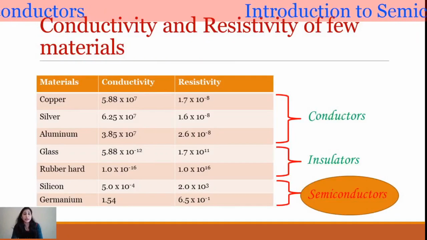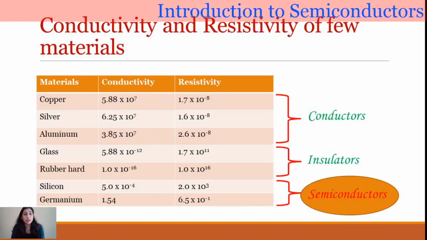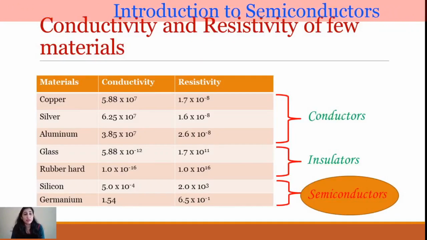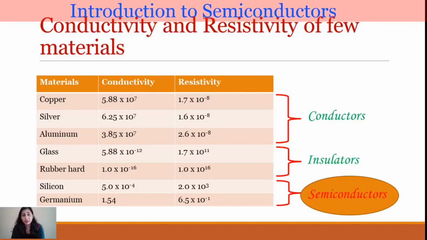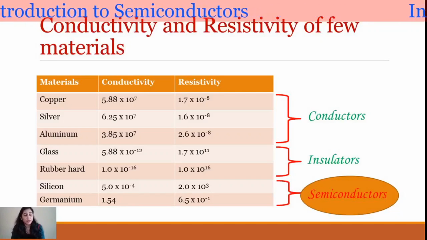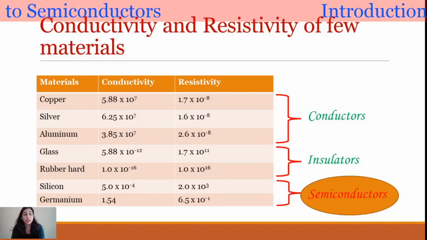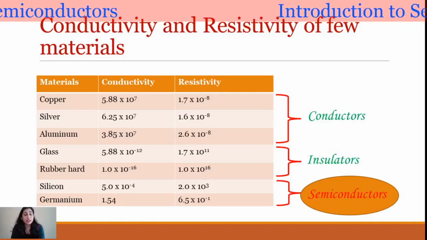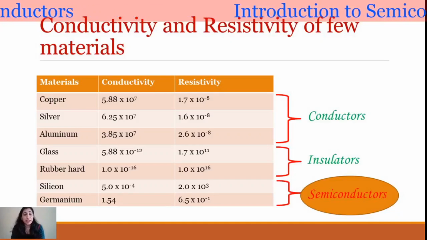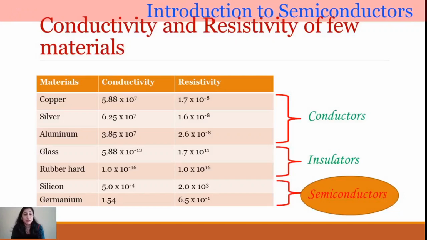I show you some standard data of a few materials. Here in this list, the first three elements, copper, silver, aluminium, are conductors. The next two, glass and rubber, are insulators. And the last two, silicon and germanium, are the semiconductors. Now see, in this table, the second column is of conductivity and there is an adjoining column with the heading resistivity.